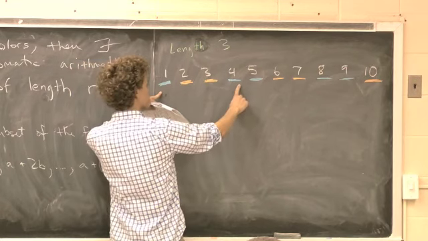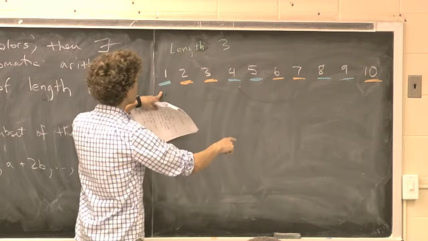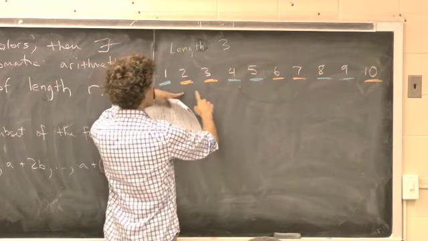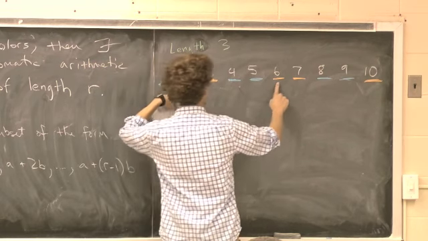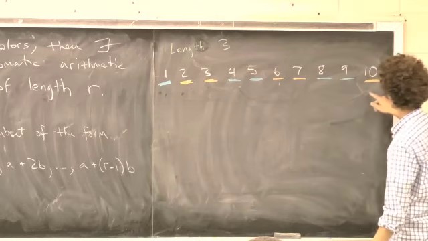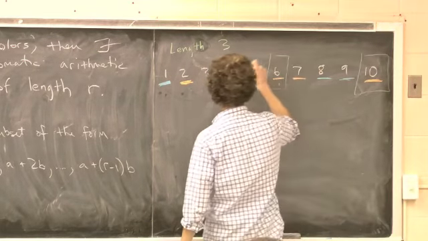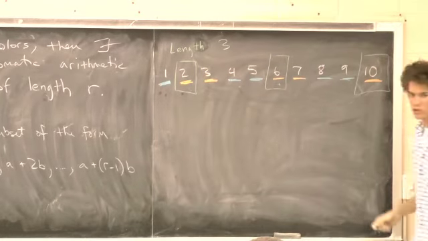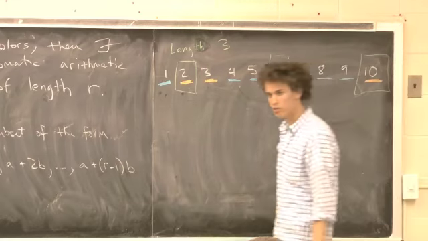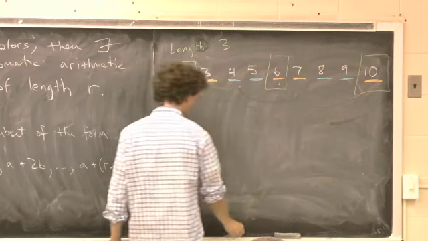1, 4, so we added 3, so we add 3 again, we get 7, no. Maybe 2, 3, no. 2, 6, we added 4, 10. Hey, look at that. All orange, we added 4 and then we added 4, right? Are there other ones floating around? 1, 5, 9. 1, 5, 9.